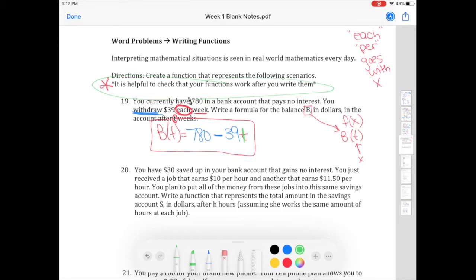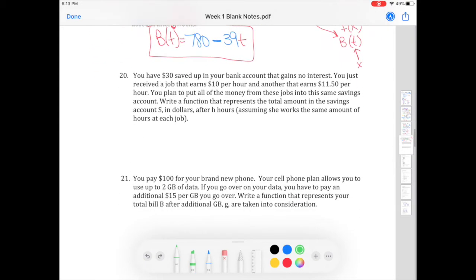Now, this right here that I start at the top where I said it's helpful to check that your functions work after you write them, just think about it. If you plugged in 1 right here to represent 1 week, you would have 780 minus 39 times 1, which makes sense. If you were doing this for 2 weeks and you plugged in 2, you'd have to do 39 times 2 and subtract that from 780, which makes sense because you would have withdrawn $39 2 times. See how you just do a mental check. You don't actually have to do any math. Just make sure that your function makes sense at the end.